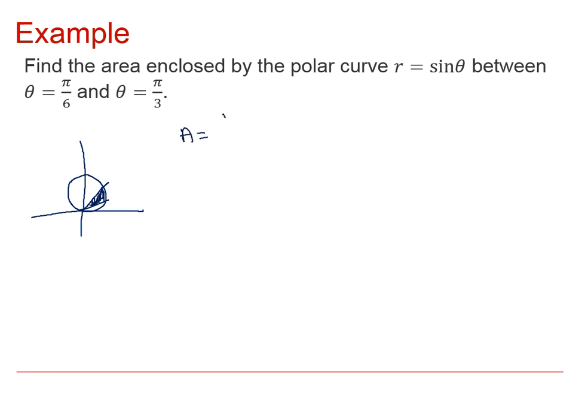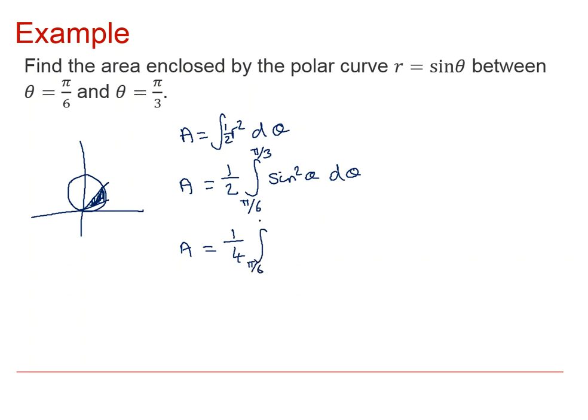So if you remember, the area is the integral of a half r squared with respect to theta. So the area is going to be a half of sine squared theta with respect to theta between pi over 6 and pi over 3. So when we integrate, first of all, in order to integrate this, which we can't at the moment, we're going to need to use a trig identity. So this is a quarter of the integral between pi over 6 and pi over 3 of 1 minus cos 2 theta with respect to theta. What we were using there is the identity cos 2 theta equals 1 minus 2 sine squared theta.